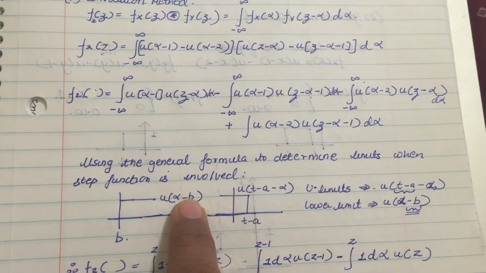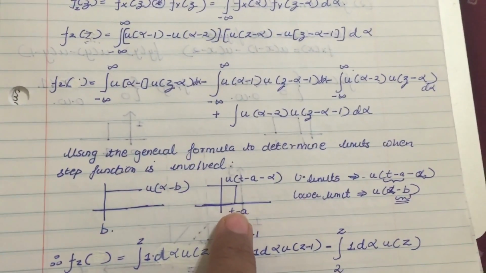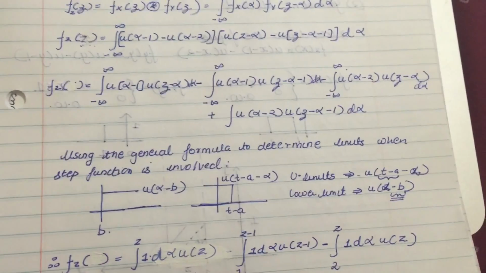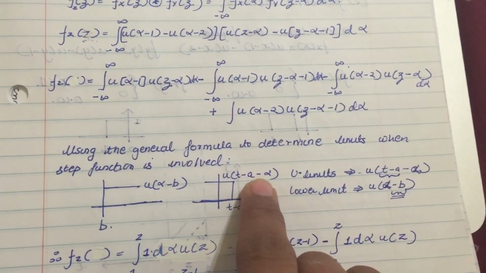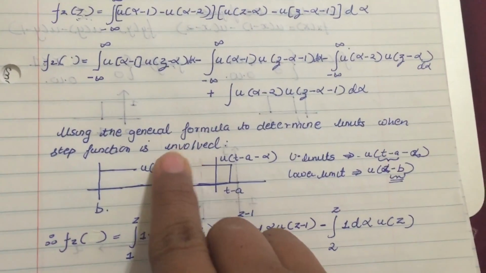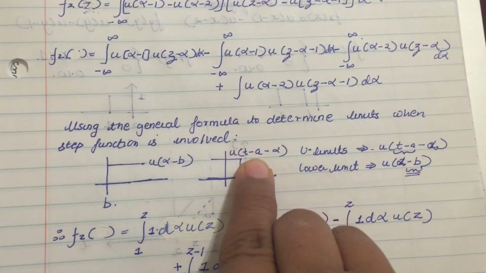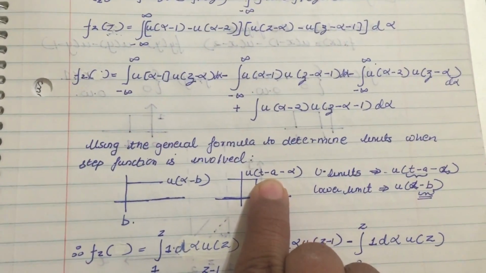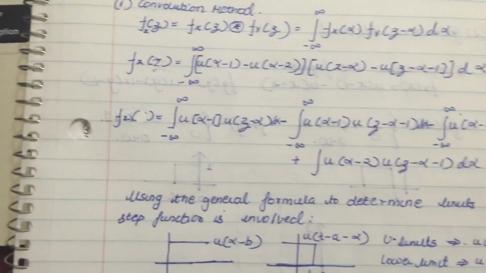So if you had this u of x minus beta, u of x minus alpha minus b, u of alpha minus b, and you had another function going in the minus alpha direction, say it's u of t minus a minus alpha, the upper limit would be t minus a and the lower limit would be b, not minus b but b. So the lower limit would be b and the upper limit would be t minus a. So this is a basic general formula to find the limits when two step functions are involved.